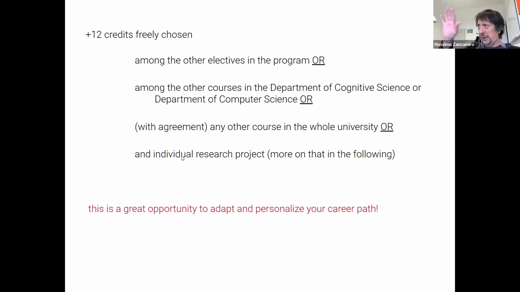You can also choose from any other course in the university, but of course we have to discuss that. If you're interested, for example, in some course at the law department because of the privacy and ethics aspects, it's something we can discuss. Or you can take an individual research project, and we will talk about that in a minute. So it's a very great opportunity.